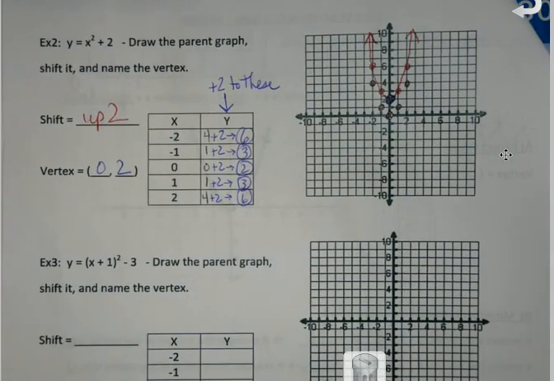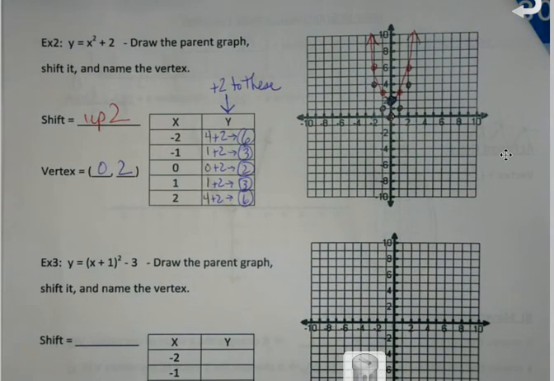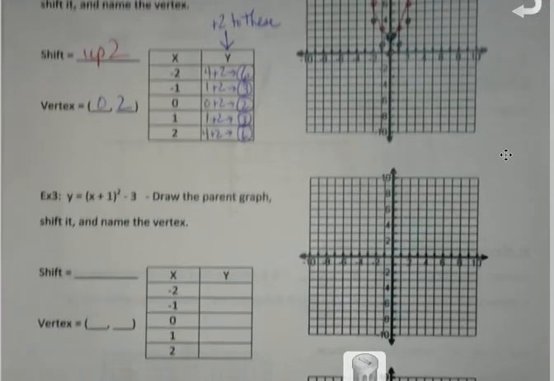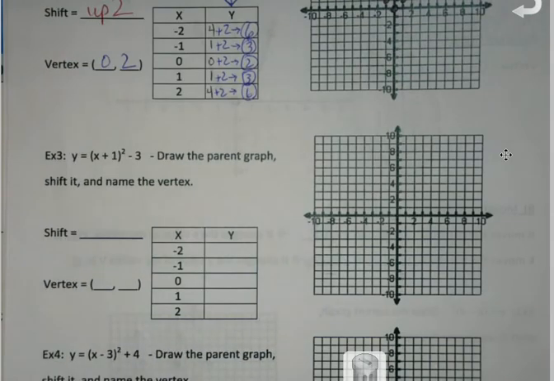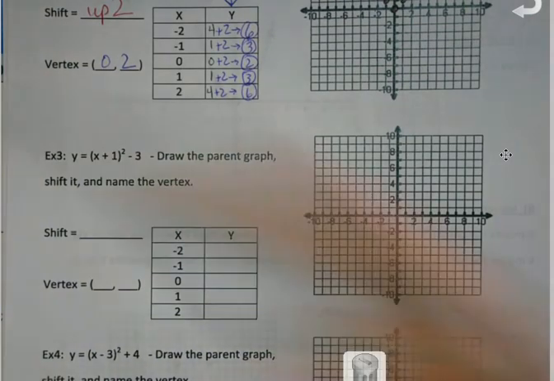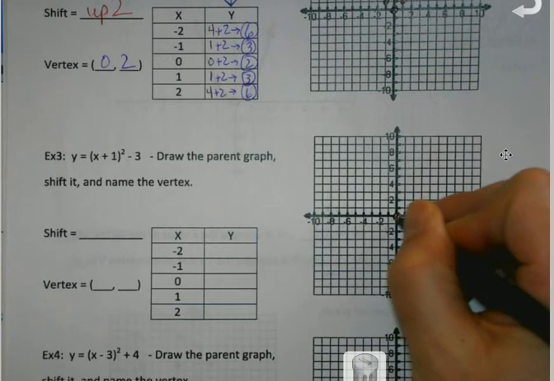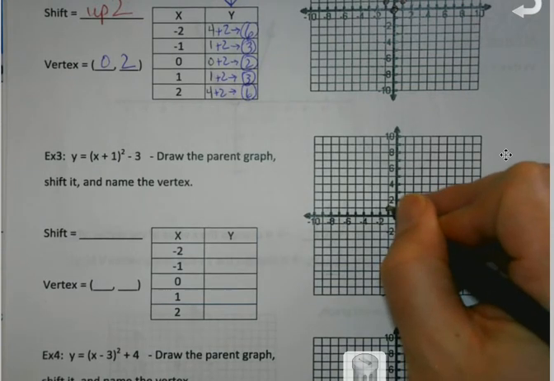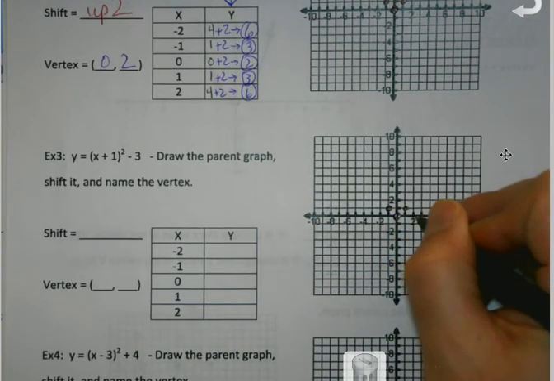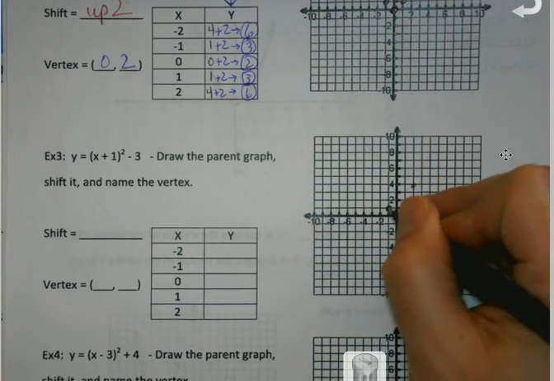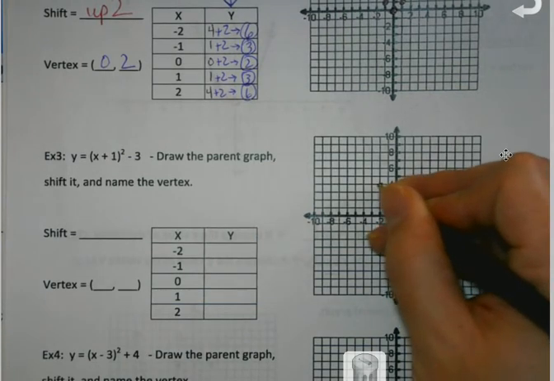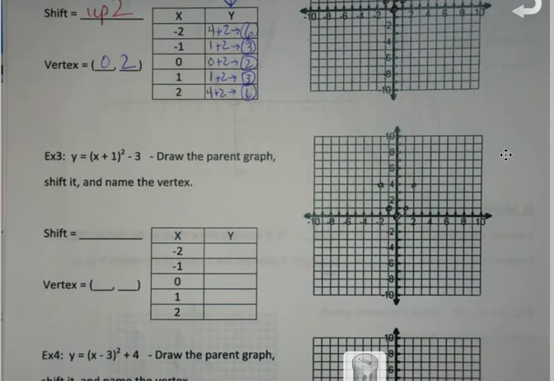Now what happens if we start doing 2 things at once? Oh dear. So example 3. Still going to put my parent graph in. 0, 0. Everybody can remember 0, 0. And then I do 1 on each side of that, and then 4. It's just my first perfect squares. Get those parent points in.